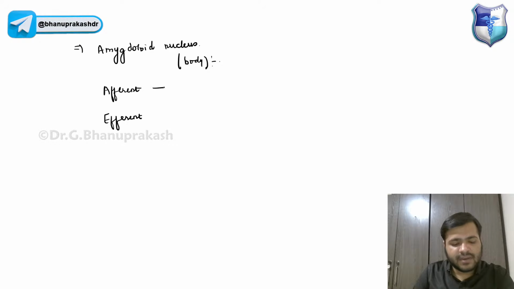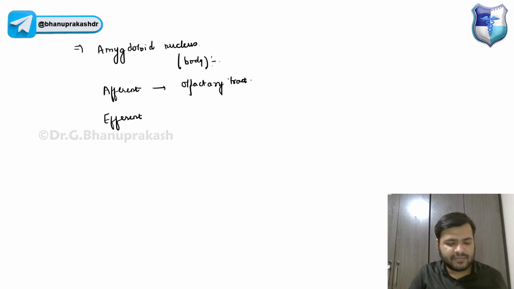Remember, guys, the afferents basically come from the olfactory tract. Okay, they receive the afferent fibers from the olfactory, and efferents basically constitute the stria terminalis.